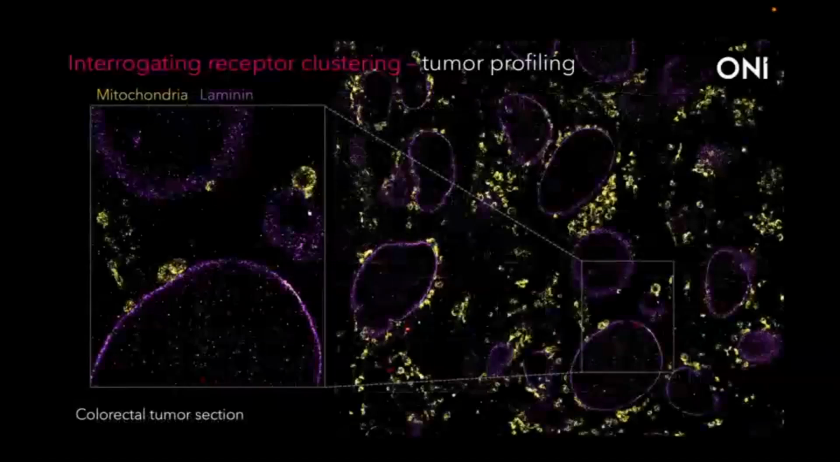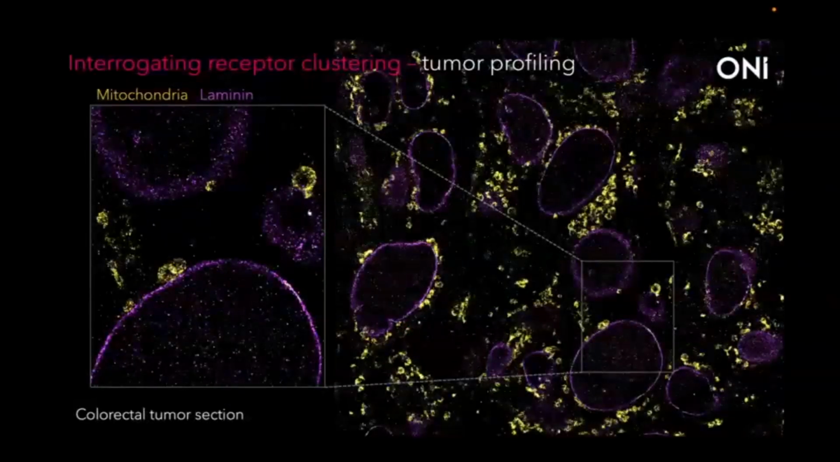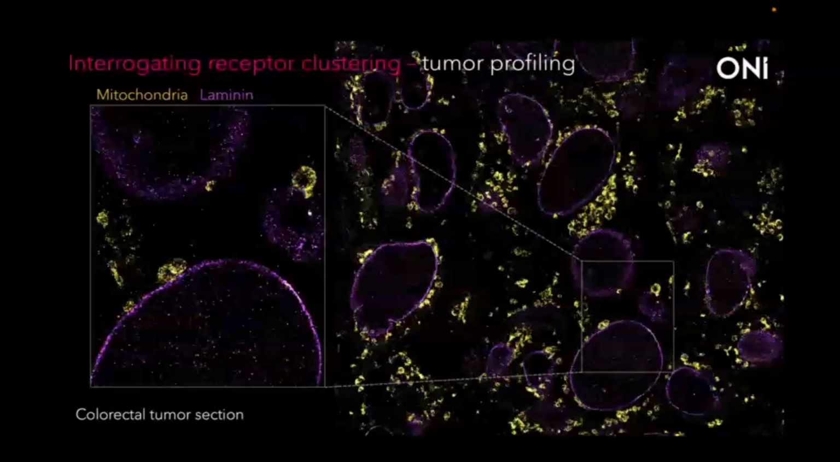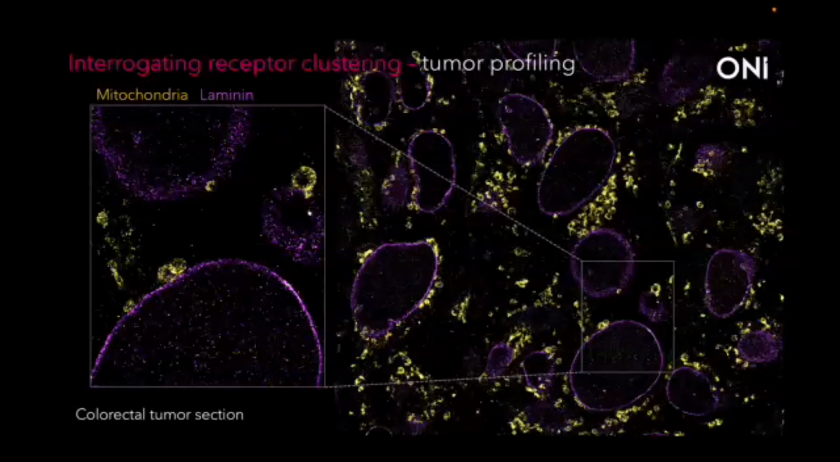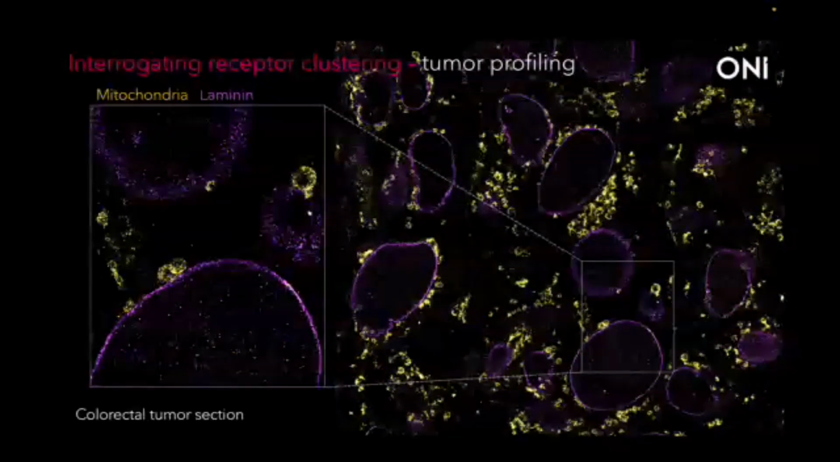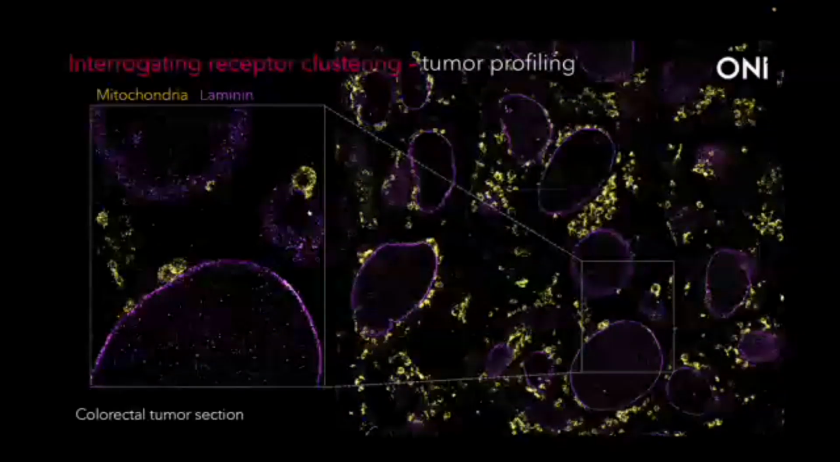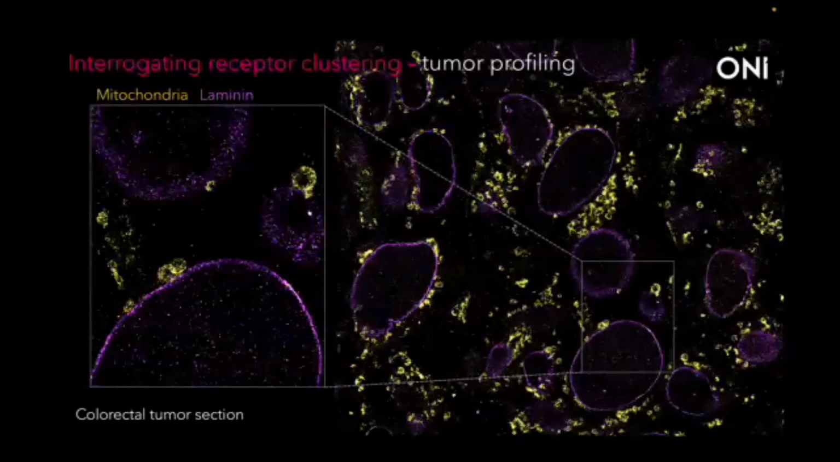Here's another example of slightly more complex tumor profiling, because it is possible, of course, to correlate the different structures that you see with the ultrastructure of the tumor itself. So in this case, this is just laminin and mitochondria within a tumor section from colorectal tissue. And you can see at the nanoscale how these different structures organize.